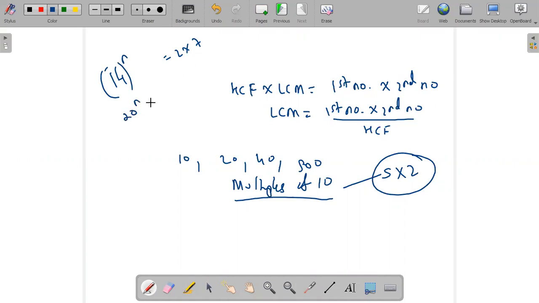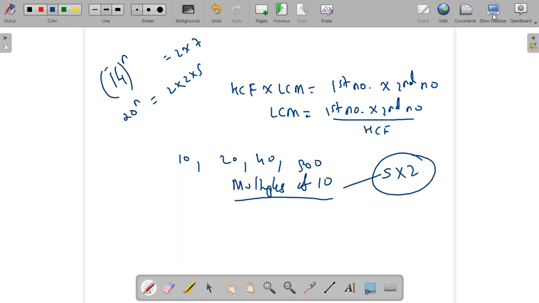Can 20 to the power n end with 0? The answer will be yes, because this is 2 into 2 into 5. It is made up of 2's and 5's. So it is important that you should have factors of 2 and 5. Then only it will end with 0. Otherwise, if you are not having 2 and 5, it will never end with 0.